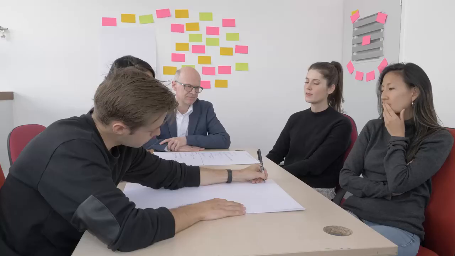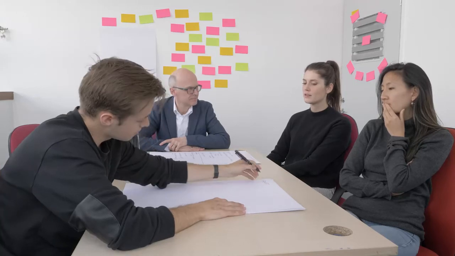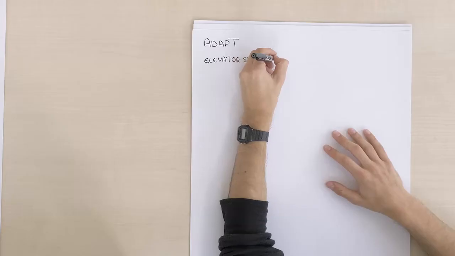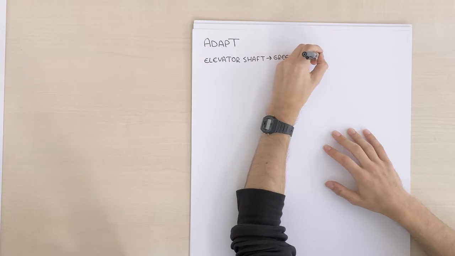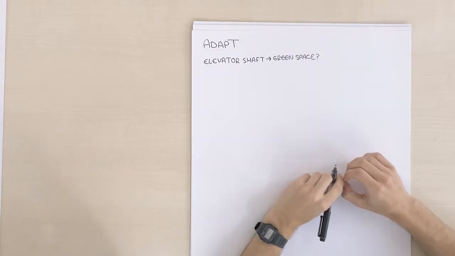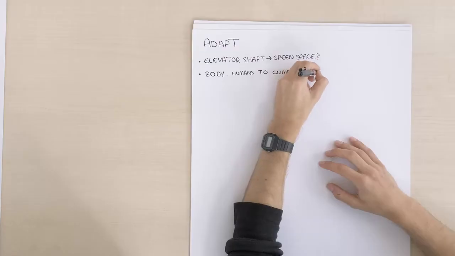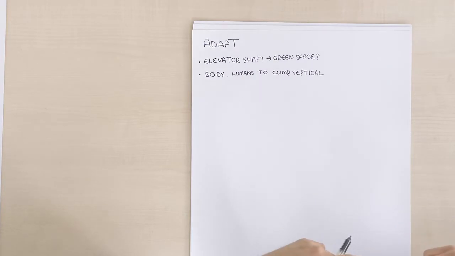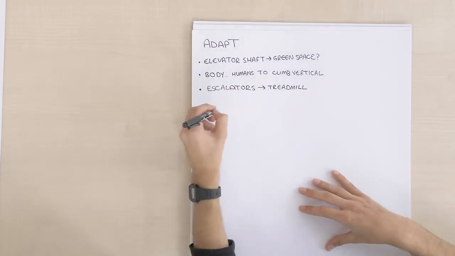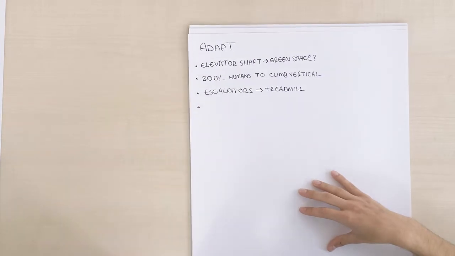What can we adapt? Instead of taking time to walk upstairs or take lifts, you could adapt these elevator shafts into longer walking spaces, or green spaces in a building where you actually take your coffee break. You could adapt your body. We could adapt our bodies so that human beings can climb vertical surfaces, or even just our clothing. We could have shoes inspired by mountain goats with a braking system in them. You could adapt an escalator to run backwards so that it becomes a workout.